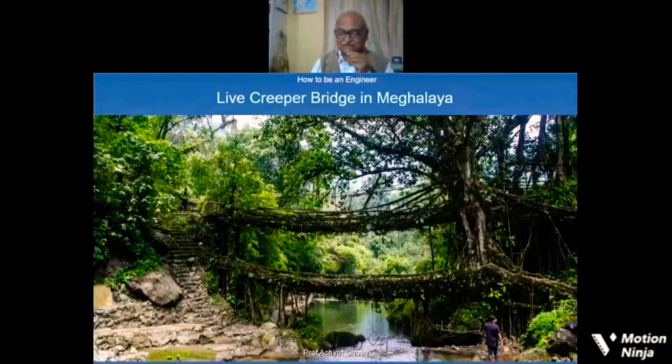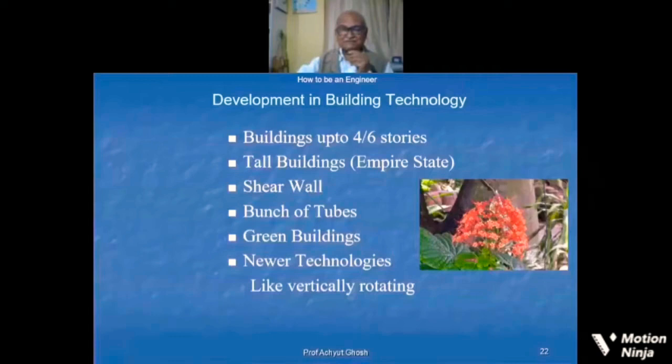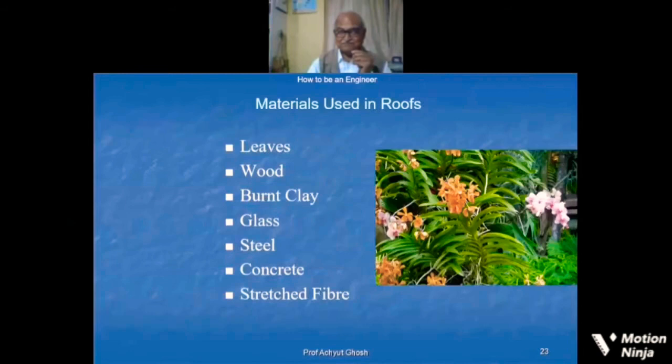Then building technology: tall buildings, shear walls, again a new concept by F.R. Khan. Then bunch of tubes, like the Etihad towers and others in Dubai. Green buildings. New technology: a Spanish architect has given a rotating building. Materials used in roofs: leaves, wood, burnt clay, glass, steel, concrete, stretched fiber. The Munich Olympic stadium is stretched fiber.